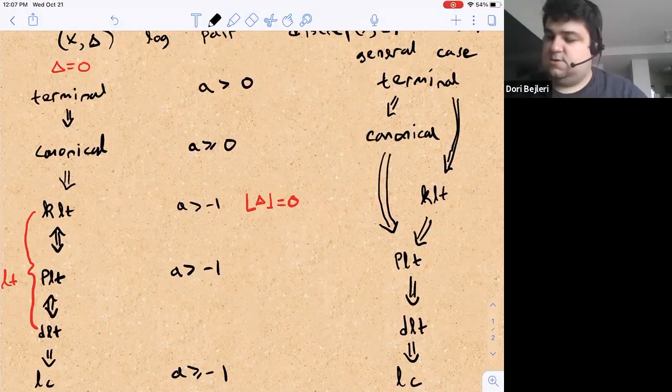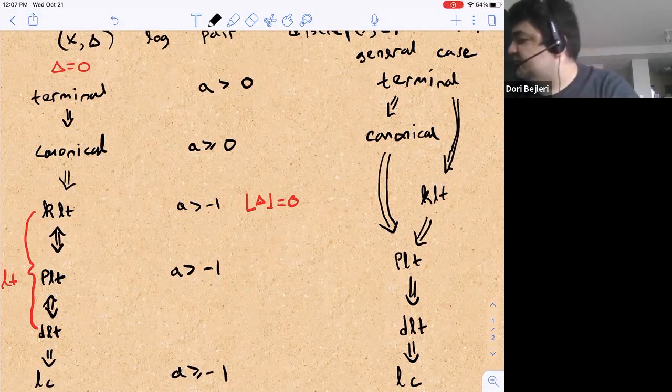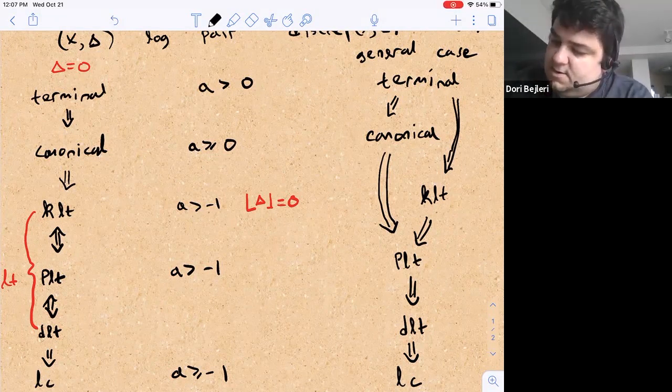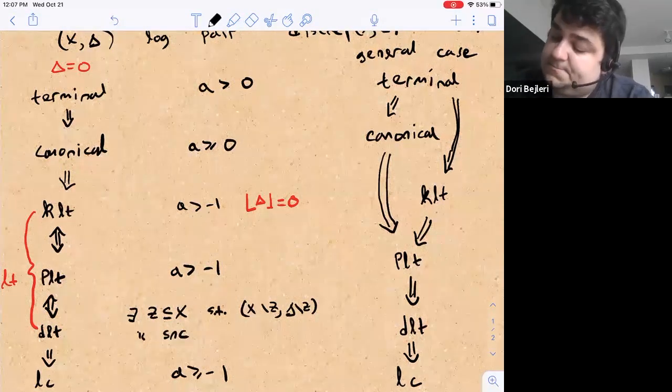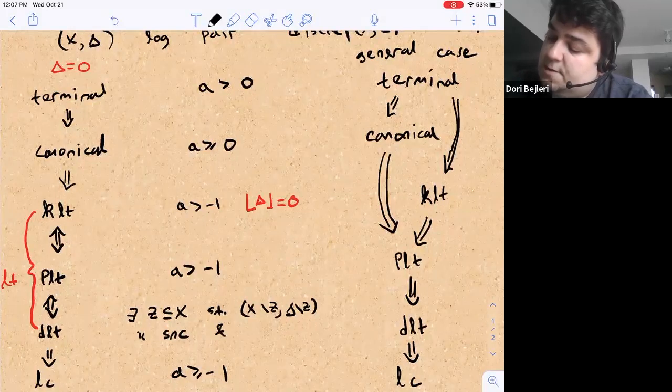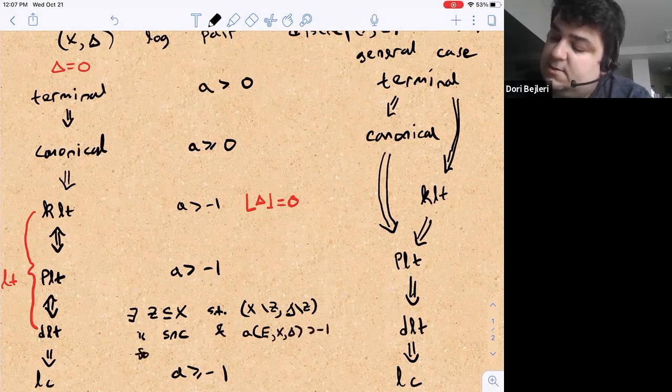Okay, and let me recall the definition of DLT that we gave, and I'll write it here. So we said DLT was the condition that there exists a closed subset Z in X, such that the pair (X \ Z, Δ|_{X \ Z}) is normal crossings. So simple normal crossings. It's really important, it has to be simple normal crossings, and the discrepancies are greater than -1 for any E lying over Z.